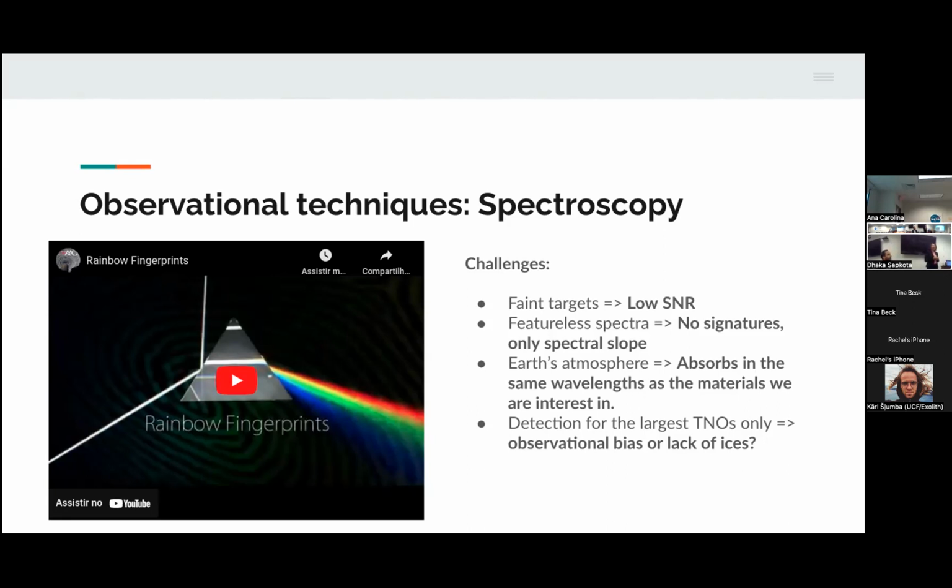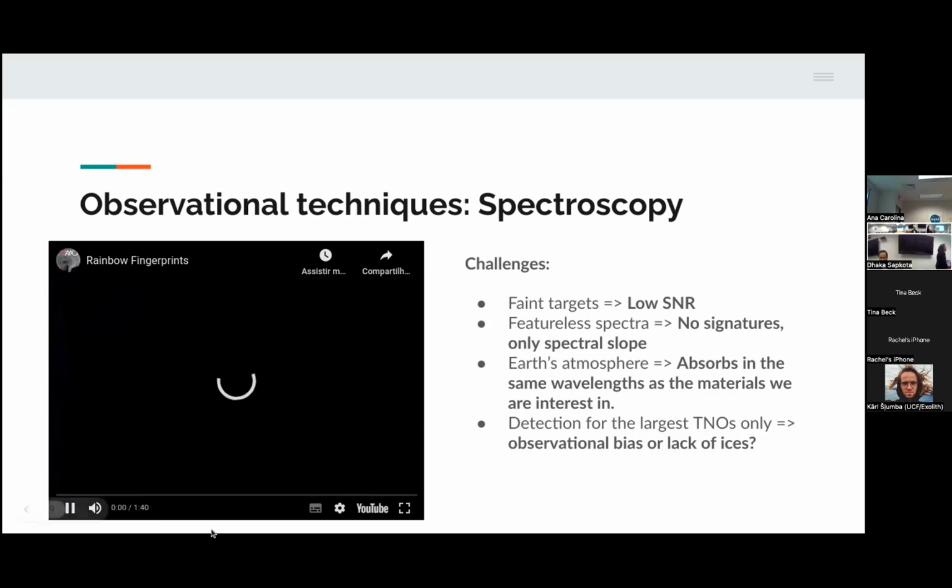We also have the Earth's atmosphere because some of the materials absorb the same wavelengths as the atmosphere. And when you have signatures, when you have features, we are talking about the largest TNOs. So is there an observational bias that we don't detect signatures for the small ones, or is it a lack of eyes?